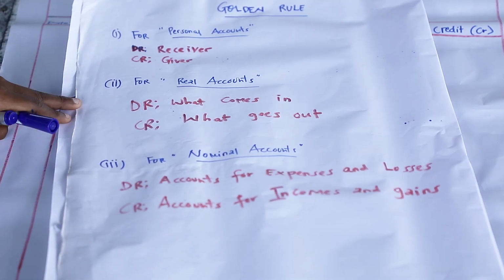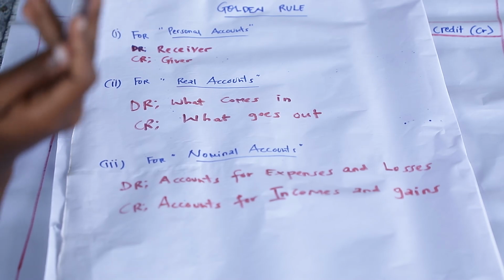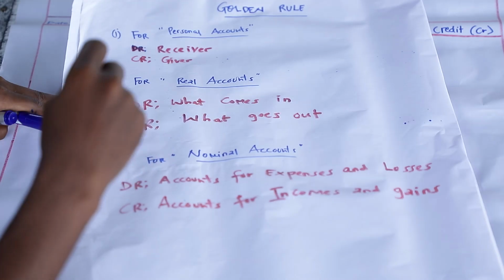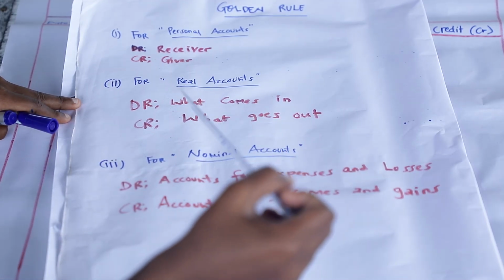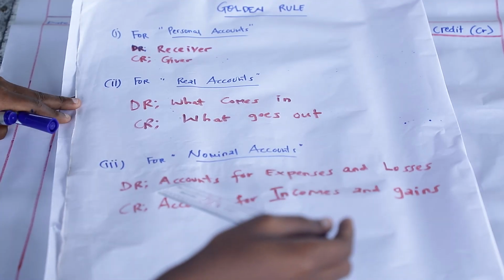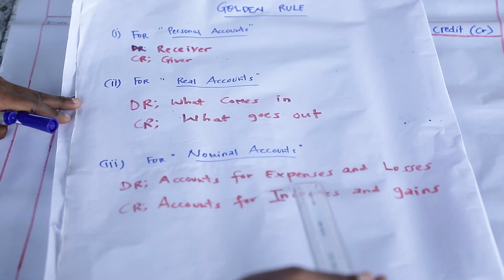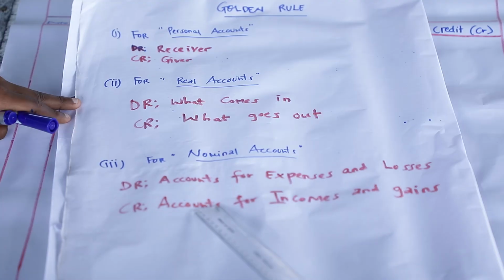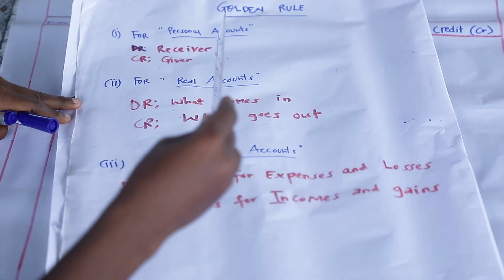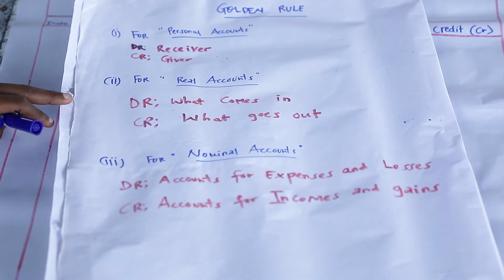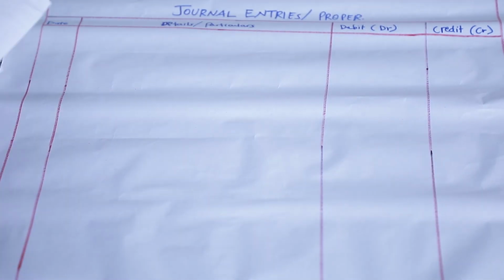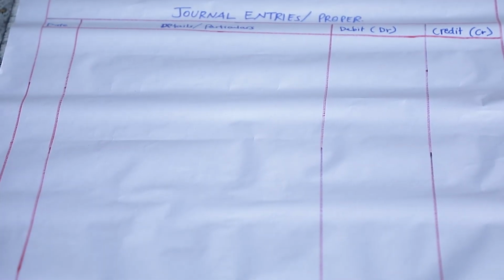But for real accounts, these are the accounts which are real, for example, assets, and most of the time they are tangible, and we are going to debit what comes in, and we are going to credit what goes out. And lastly, for nominal accounts, these are the accounts for expenses and incomes. We are going to debit the account for expenses and losses, and we are going to credit the account for incomes and gains. So this will be the golden rule when we are going to record our transaction in the general journal.